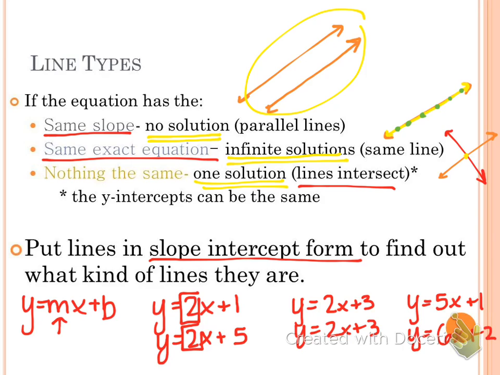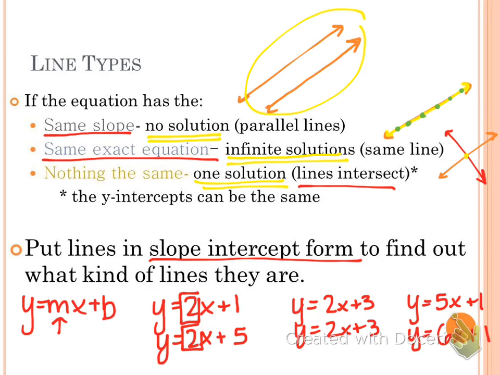Now, the only catch to that is you can have the same y-intercept. So let's say we have y equals 5x plus 1 and y equals 6x plus 1. They're still considered intersecting lines because they don't have the same slope and they don't have the exact same equation. So we call that nothing is the same. Even though these numbers are the same, they technically don't mean anything. Okay? So let's put that into practice.